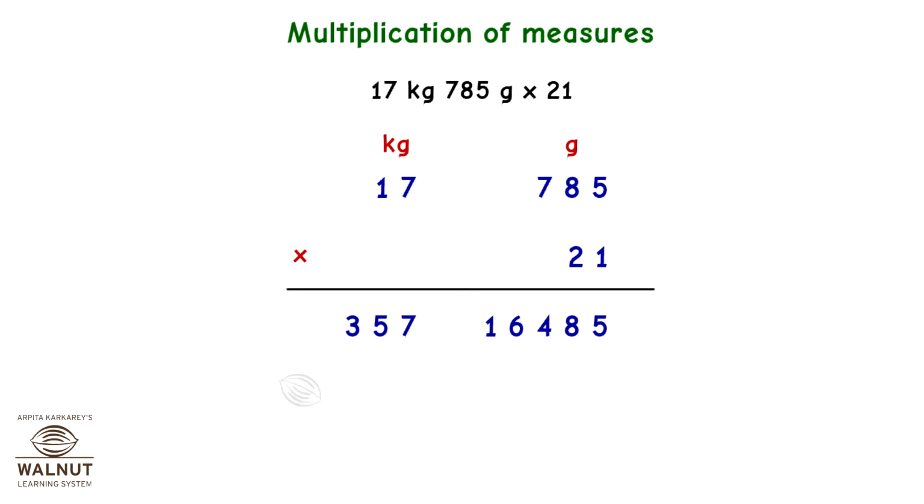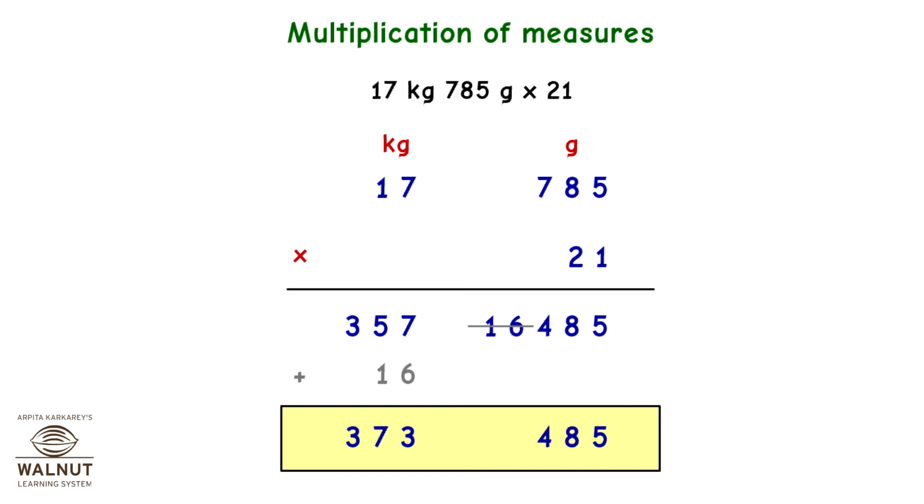We know that 1000 grams is equal to 1 kg. Here we have 16 kilograms which we can club with the kilograms and keep the remaining grams. We add up the kilograms and that is our answer. So the answer is 373 kilograms and 485 grams. Let's take a look at another one.